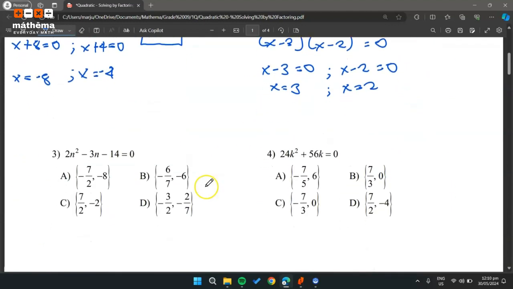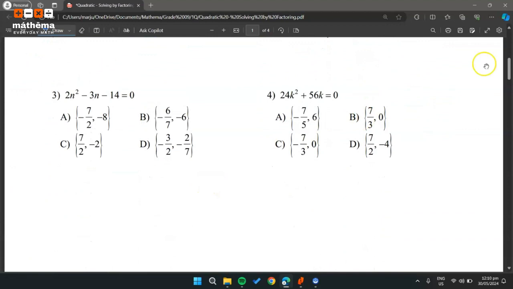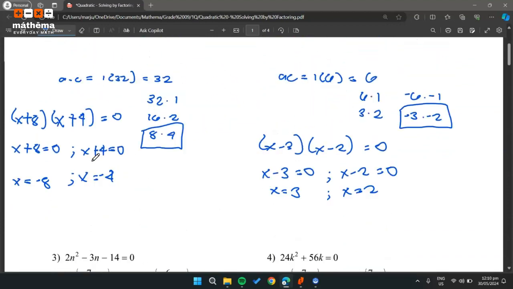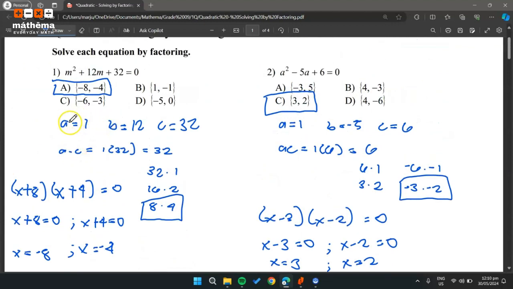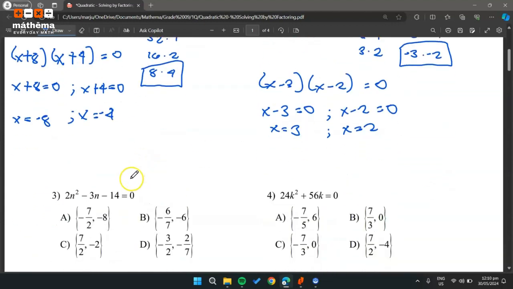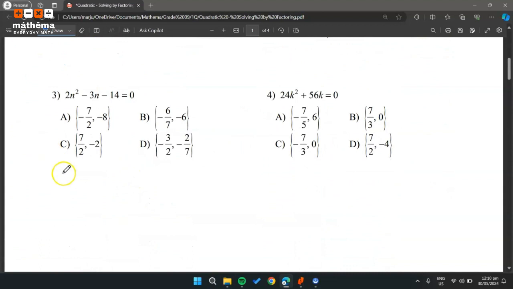Let's have number 3. Now if you notice, in number 3, our a is no longer 1. In the previous examples, 1 and 2, we were dealing with a equals 1. In number 3, our a now is 2, our b is negative 3, and our c is negative 14. So we are going to approach this the same way.